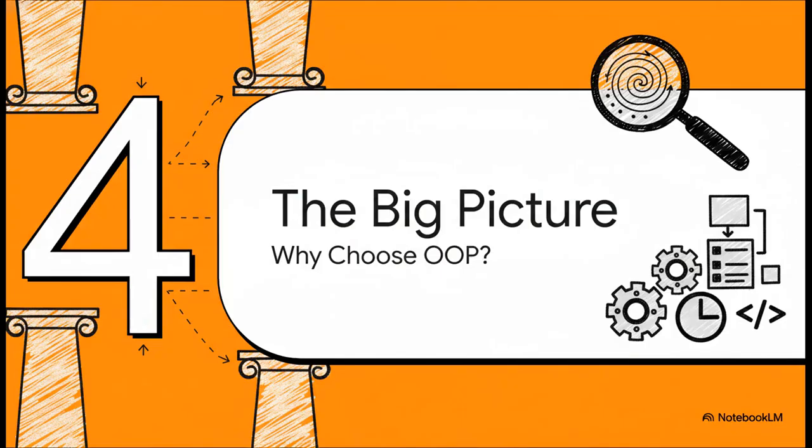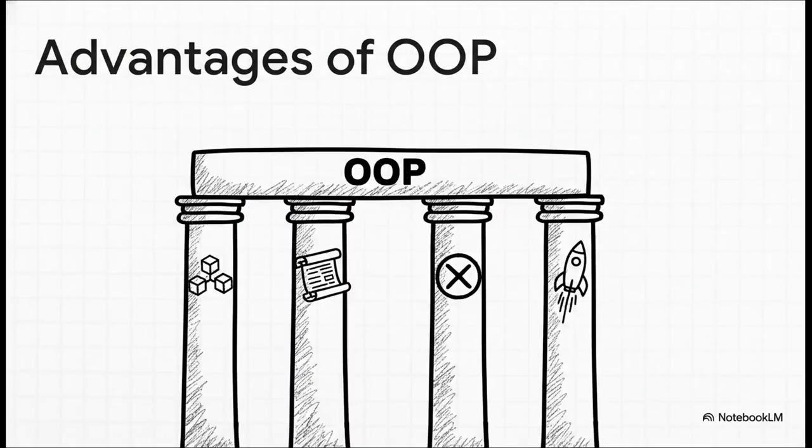All right, so those are the 4 pillars. Let's take a step back and look at the big picture. Why on earth would a developer choose to use OOP in the first place? So why is this approach so dominant?